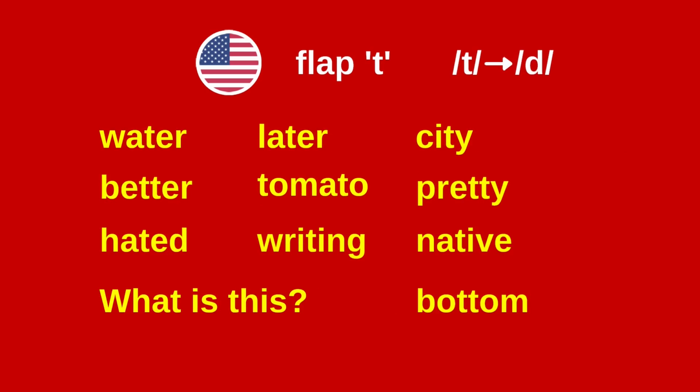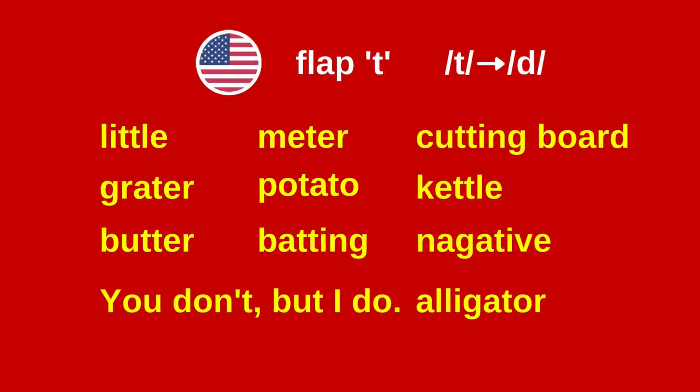Let's read this. You can try reading after me if you'd like. Water, later, city, better, tomato, pretty, hated, writing, native. What is this? Bottom, little, meter, cutting board, grater, potato, kettle, butter, batting, negative. You don't, but I do. Alligator.